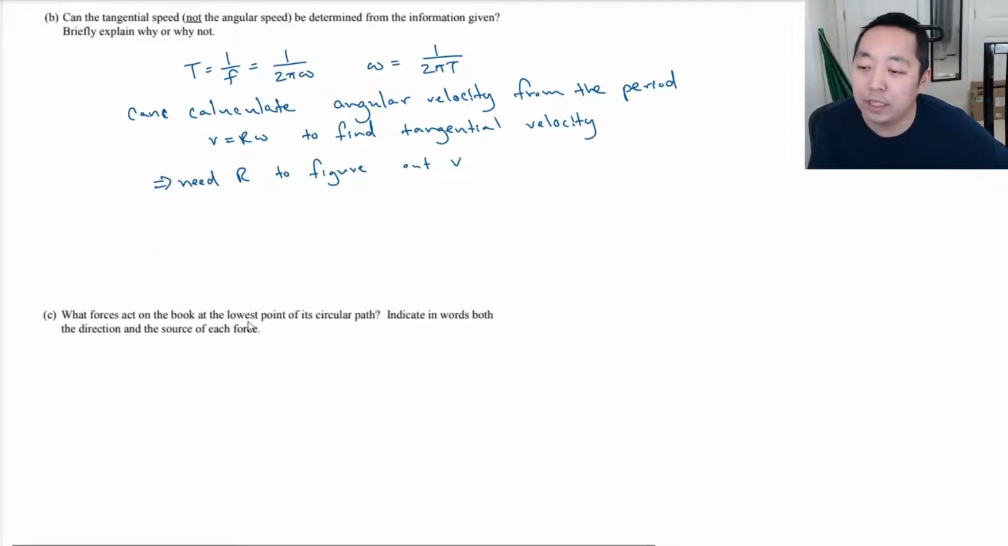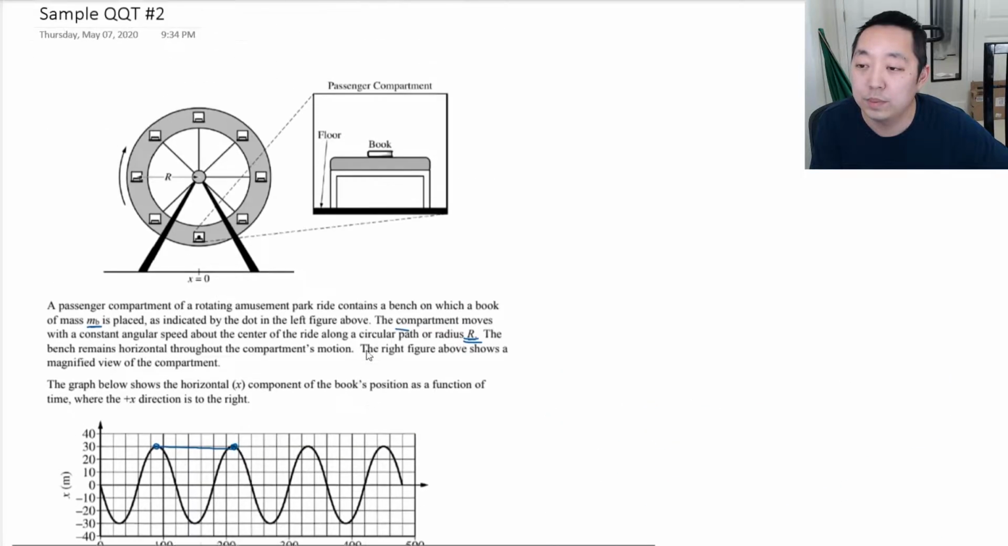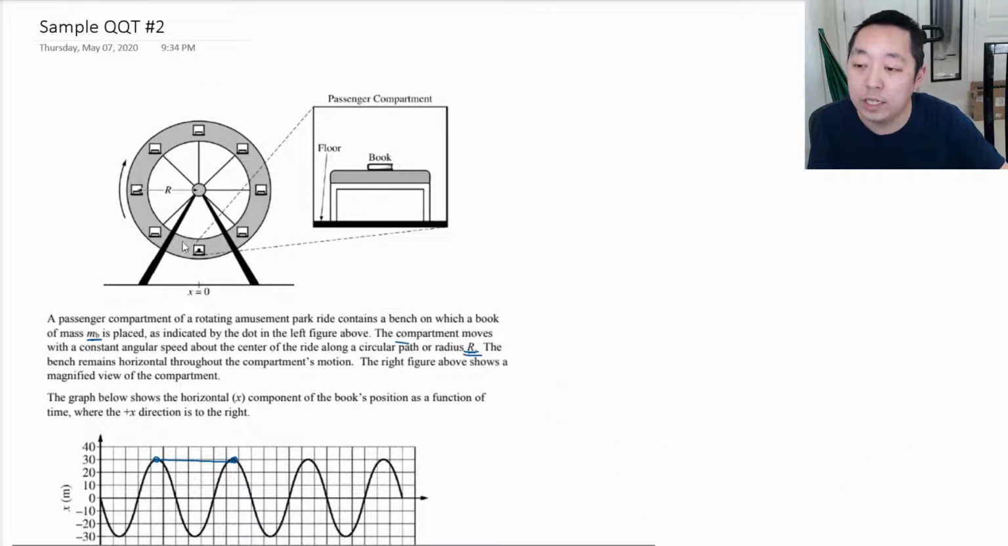What forces act on the book at the lowest point of its circular path? Indicate in words both the direction and source of each force. Okay, so at the bottom down here, what are the forces the book is feeling? Well, it has a force of gravity downward, and then it has a normal force going upward.